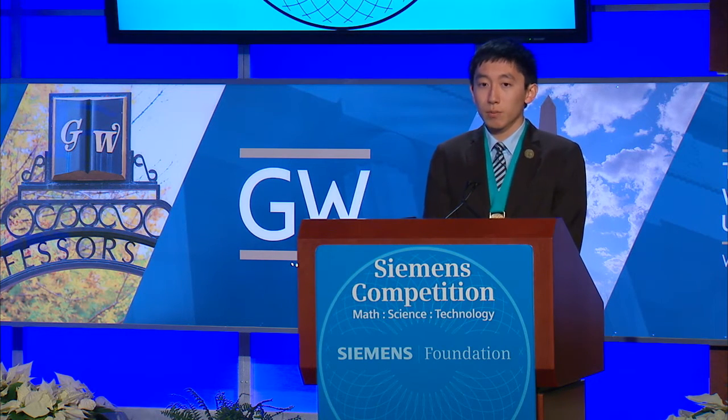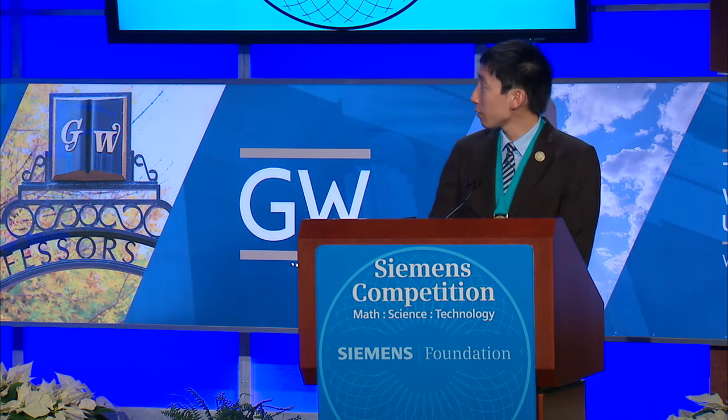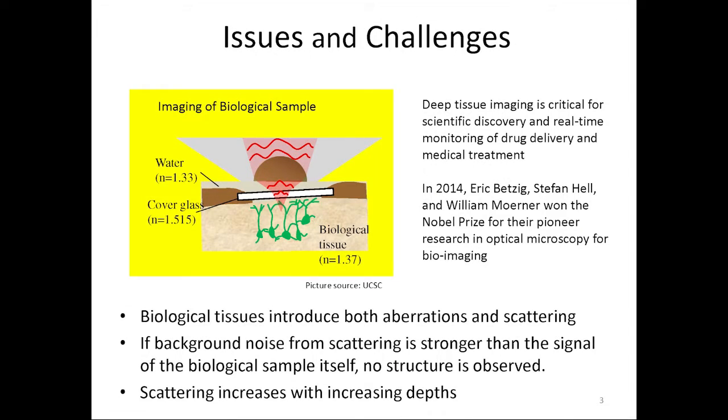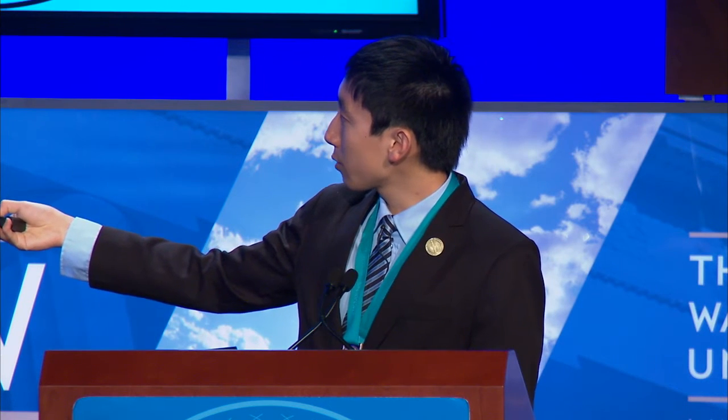Biological imaging is subject to the same degradations. The figure shown illustrates the imaging of a biological sample, and aberrations are introduced by the cover glass and variations in optical index across the biological tissue. Furthermore, structures in the optical path create more background noise. And I developed a method to correct for the aberrations and to suppress background scattering.